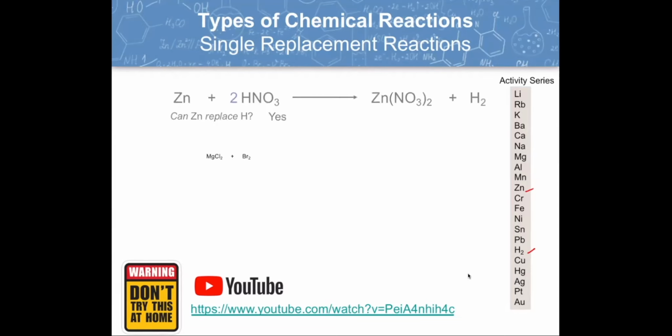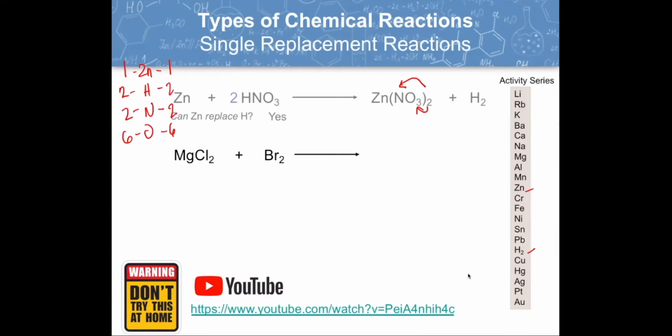If we put 2, if we summarize it, you have the following elements: zinc, hydrogen, nitrogen, and oxygen. On the reactant side, you have 1 atom of zinc, and then 2 atoms of hydrogen, 2 atoms of nitrogen, and then 6 atoms of oxygen. On the product side, you have zinc, 1 atom, then nitrogen, 2, because you need to distribute the subscript. And then for oxygen, you have 6. Then for hydrogen, you have 2 as well. So, it is balanced.